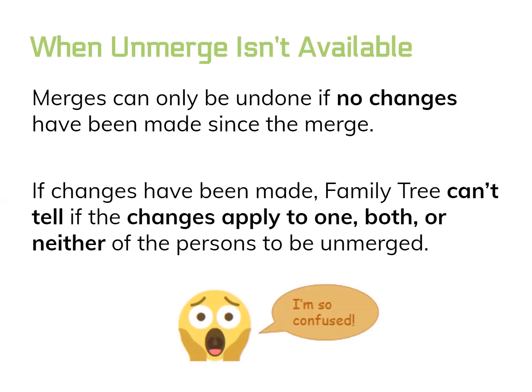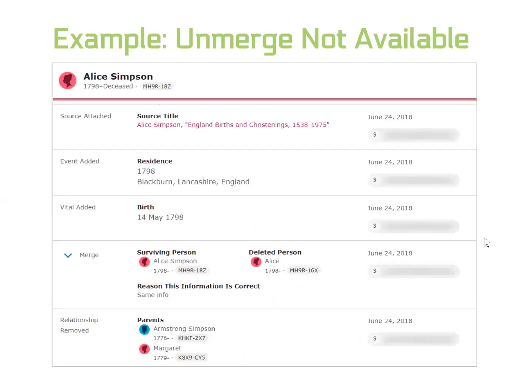Do they apply to the merge survivor? Do they apply to the deleted person? Are they maybe wrong for both people because this merge has just been the result of confusion? Maybe they apply to both, maybe they apply to neither. The trouble is Family Tree can't tell where to put those changes when they split the people apart. So let's walk through and see what happens. In a nutshell, the changes will stay on the merged survivor, and the undeleted record will go back to the way it was.